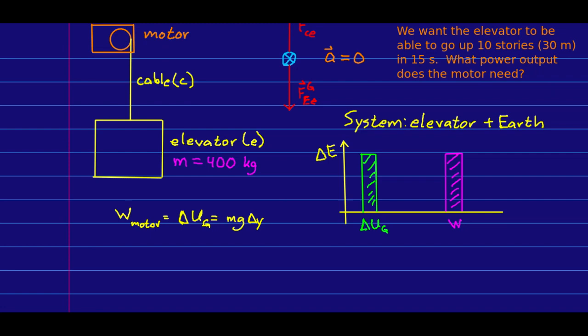And we can get straight to what we actually want, which is the power of the motor, if we simply say it will be the work of the motor divided by delta t, and so that's just mg delta y over delta t.